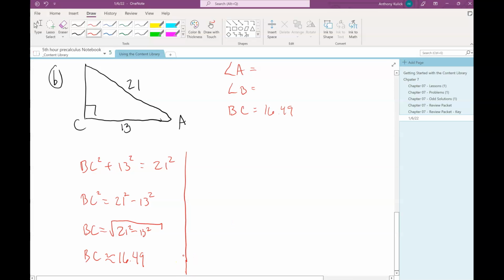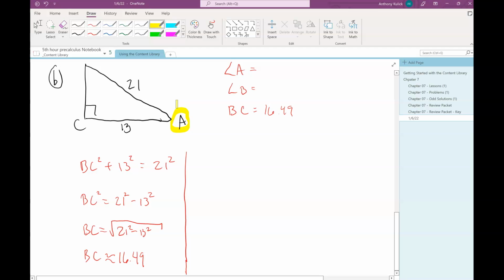Now let's look for one of these two angles, either angle A or B. Once we find one of them, we're looking good because we can just use subtraction to find the other one, right? But it's finding that first one that's going to be the tricky part. It doesn't matter which one we find first, so let's find angle A.